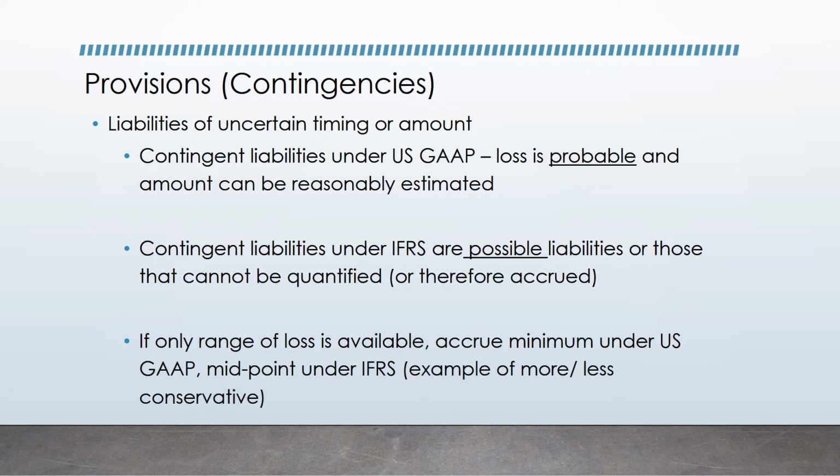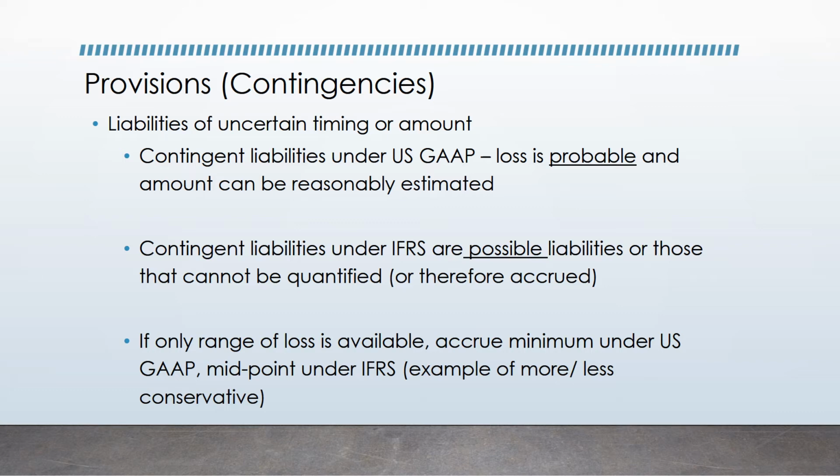So the primary way that the term provisions is used under IFRS is that's what they call a contingent liability. All right, so a liability of an uncertain timing or amount is called a contingent liability under US GAAP, meaning that the loss is probable and the amount can be reasonably estimated. Contingent liabilities under IFRS are possible liabilities, or those that cannot be quantified, which means that they're not going to be accrued. Okay, so when we use the term contingent liability under US GAAP, that means we are going to make an accrual for it.